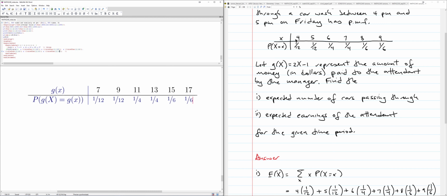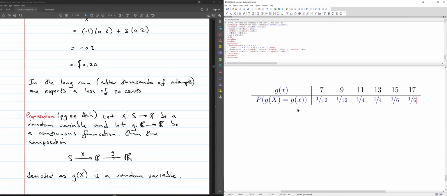So if for x you have value 4, then the g of x would be 2 times 4 minus 1, which is 8 minus 1, which is 7. And likewise, for the 5, 2 times 5 minus 1 is 9. So for your values of x over here, you form your values of g of x. But the probabilities over here would be the same. So x is equal to 4, form value g of x, which is 2 times 4 minus 1, which is 7. But the probability is still the same probability as the x, which is 1 on 12.